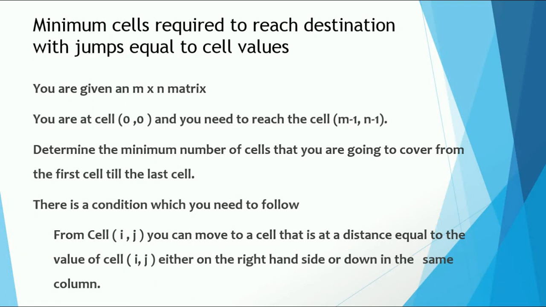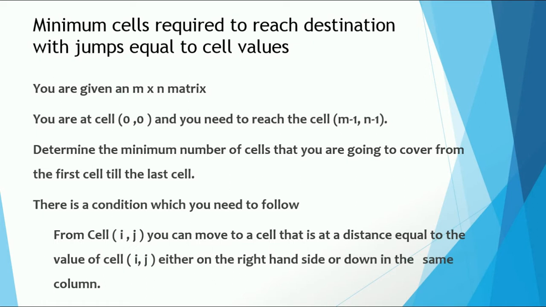You are given an m by n matrix of positive integers. You have been placed at the cell 0, 0 and are asked to reach the cell m-1, n-1. In other words, you are at the first cell of the matrix and you have to go to the last cell of the matrix. You need to determine the minimum number of cells of the matrix that you are going to pass till you reach the cell m-1, n-1. That means the last cell. Remember, the minimum number of cells that you are going to cover.